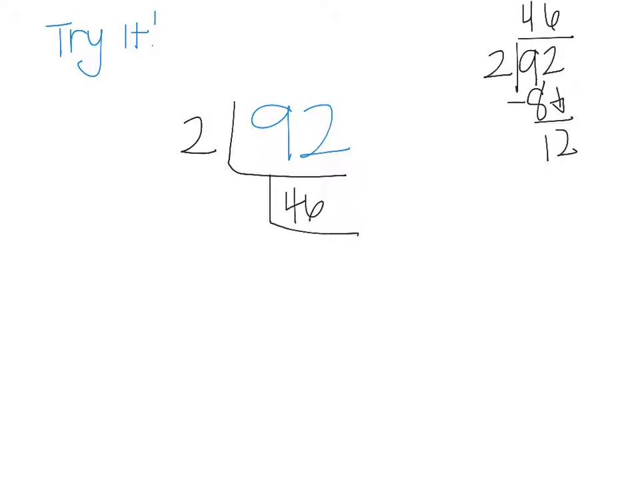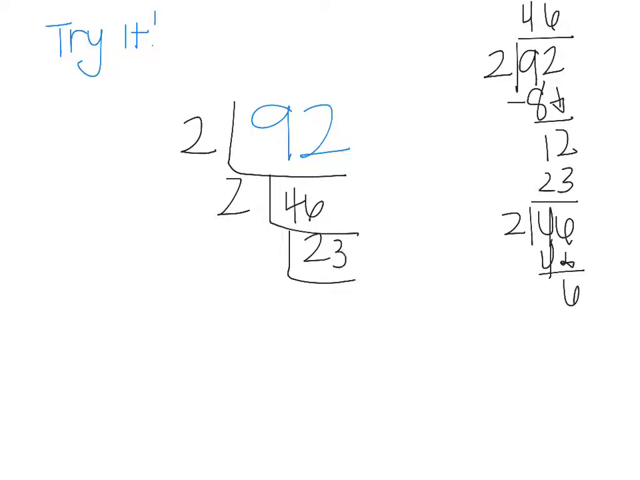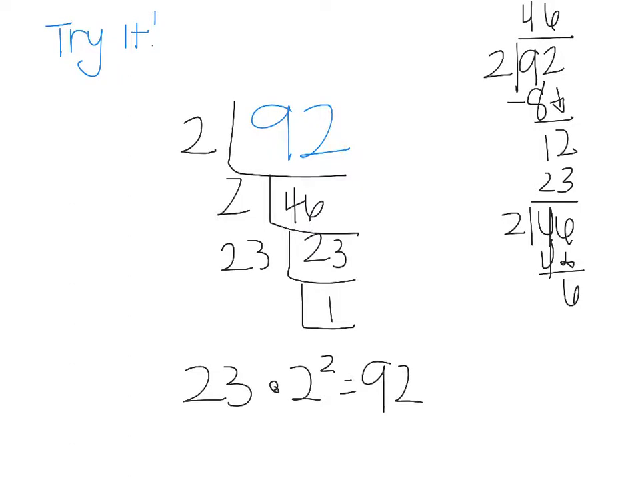Now 46 is also divisible by 2 because it's an even number. 2 goes into 46 how many times? You could probably do this one in your head. 23. Now 23, if I check my prime chart, is prime. So I just pull it to the outside, which leaves me with 1 remaining. So I have 23 times, and I'm going to do 2 to the 2nd power equals 92.